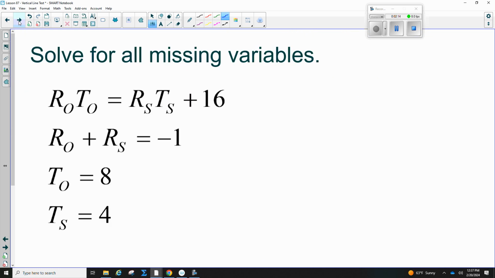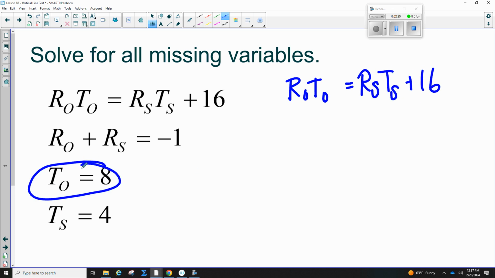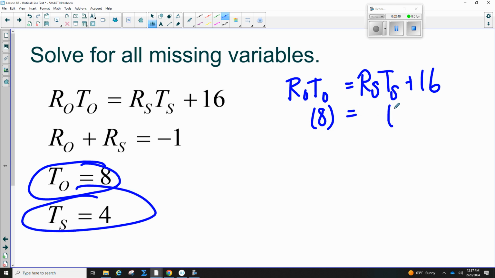Okay, let's try another one. RO TO equals RS TS plus 16. So I would start by writing this down. Okay, and then I would plug in what I know, like TO is 8. So underneath the TO, I'm going to plug in an 8. And then TS is 4. Don't forget your equal sign. And I'm going to plug the 4 in for TS. We still have this plus 16.